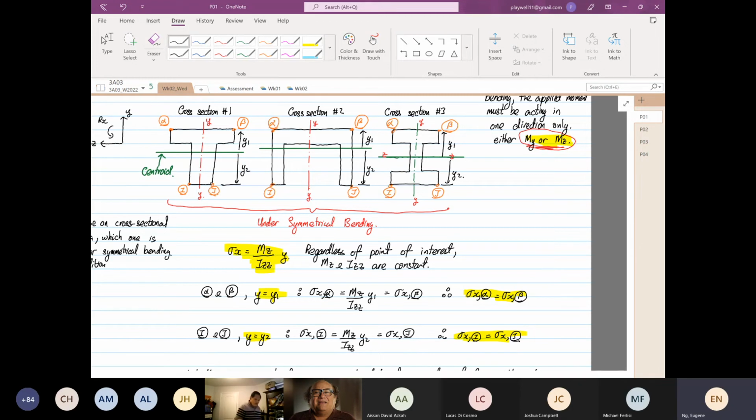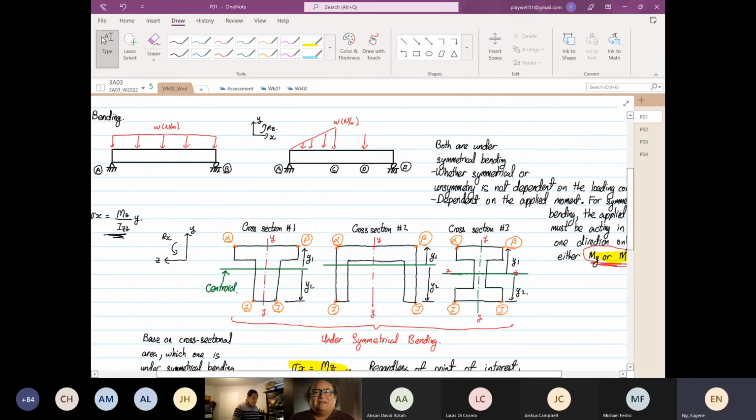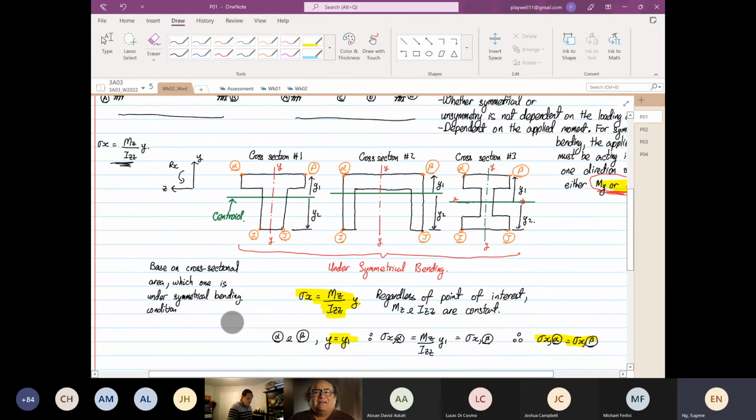So this is how we identify symmetrical bending, and we have to get this clear. Listen, I did not know about this until probably like 6 years ago. I had the same mindset. Whether it is symmetrical or unsymmetrical bending is dependent on what? The loading condition, i.e., the one on the left is symmetrical, the one on the right is unsymmetrical? No, nothing to do with that in terms of bending. It all depends on the stress field.